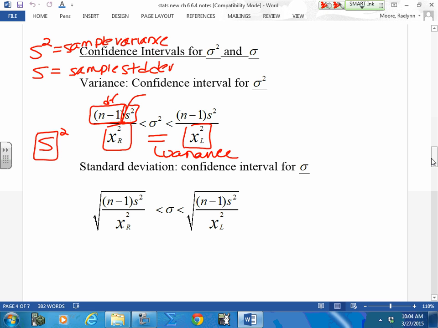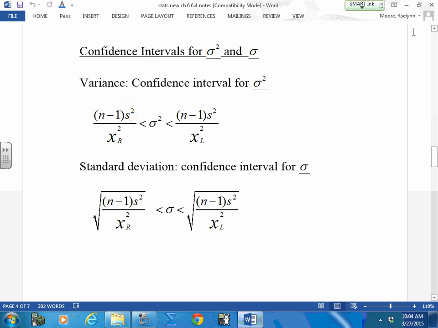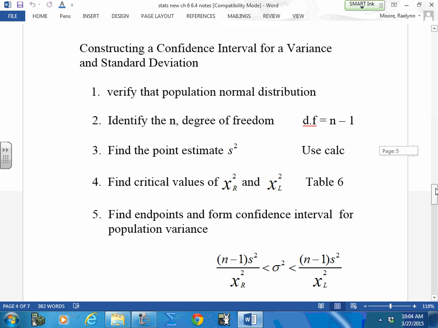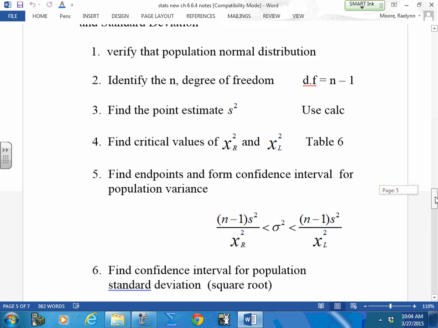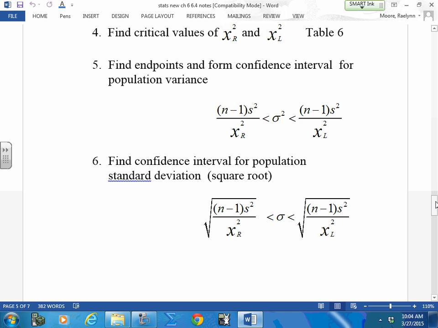There's no plus or minus E in this. We go right to the interval. This is it. So let's try one. It looks far worse than it actually is. We're going to do the same exact thing as before. We're going to verify that it's a normal distribution. They're going to just tell us what we should do here. We're going to find our degrees of freedom. We could also use an s if they give us an s or an s squared, whichever one we have to use. We find our x squared L, our x squared R. We make our interval. Once you take the square root, that's your interval for standard deviation. So you've got variance, standard deviation.